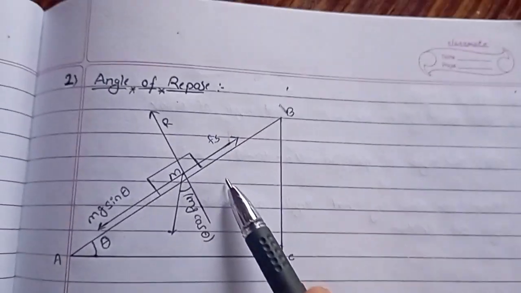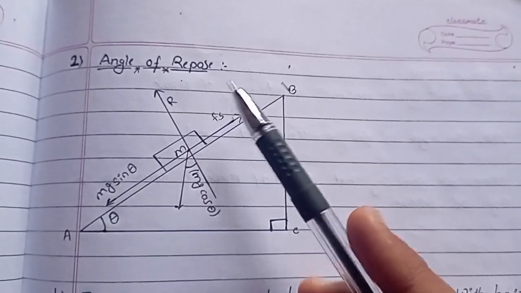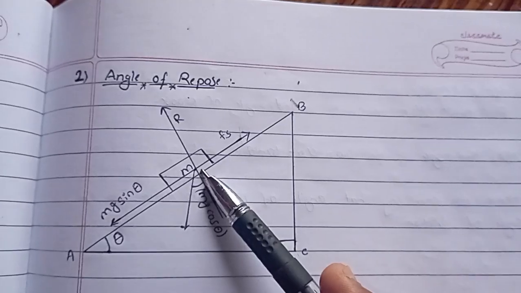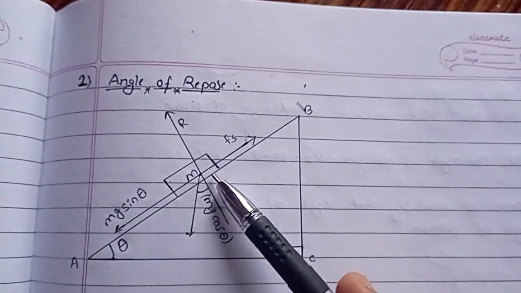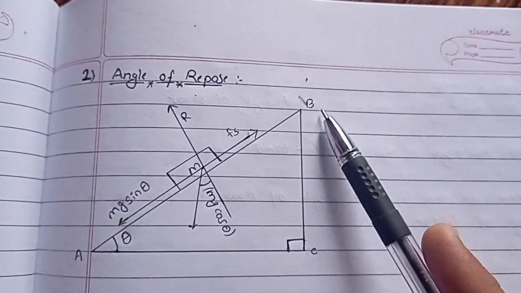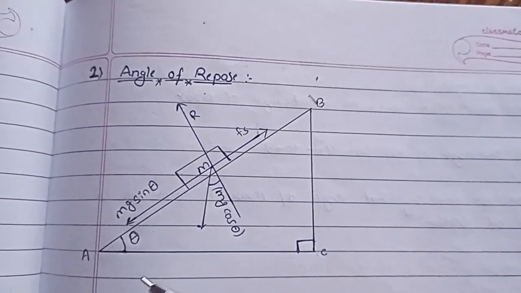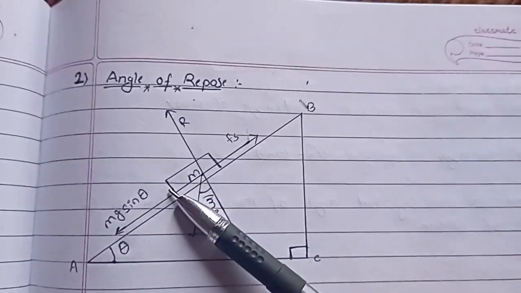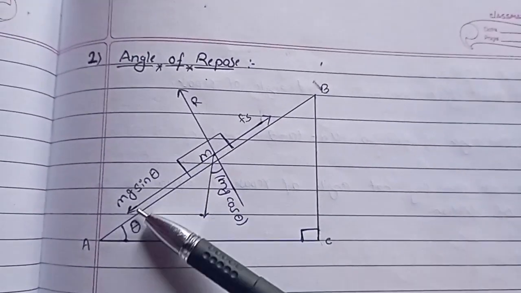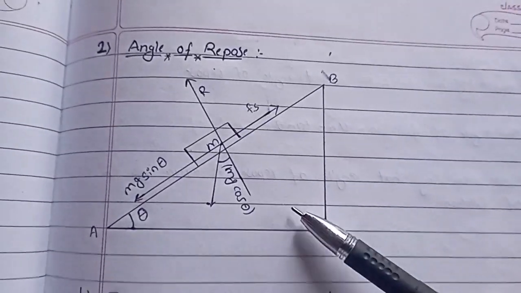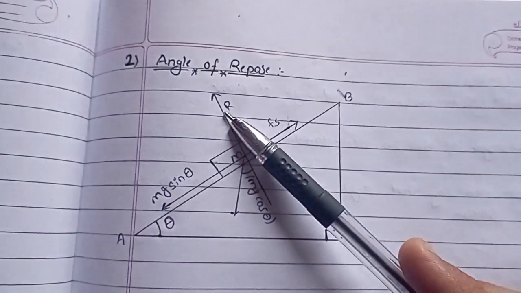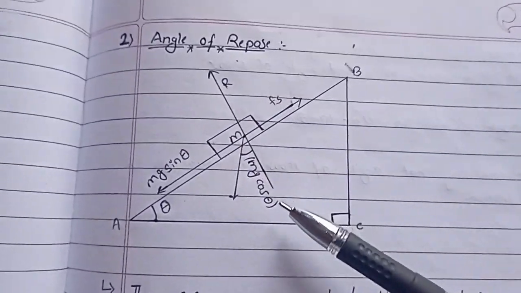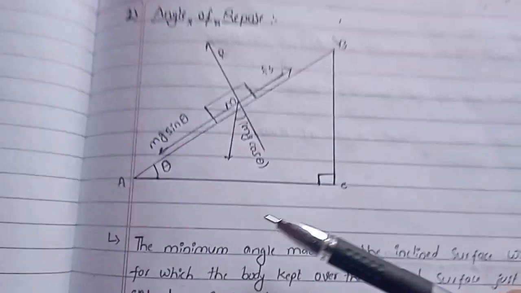Then what does angle of repose mean? What does it say? If a mass is kept over an inclined surface and a vertical surface, and it just begins to slide down, the components produced are mg sin theta and mg cos theta. This is the frictional force, this is the angle, and this is the normal reaction, which is mg cos theta.